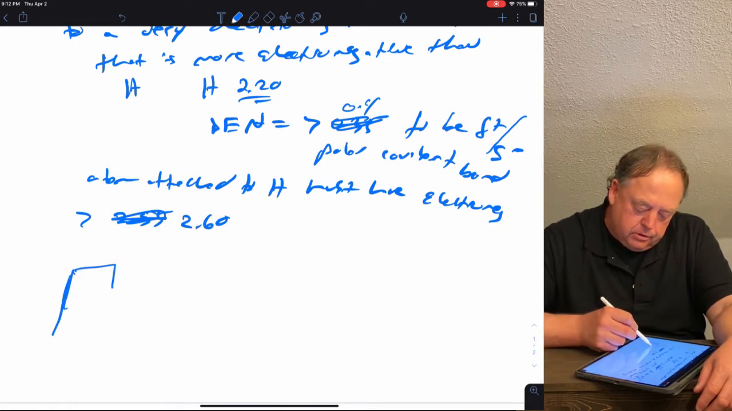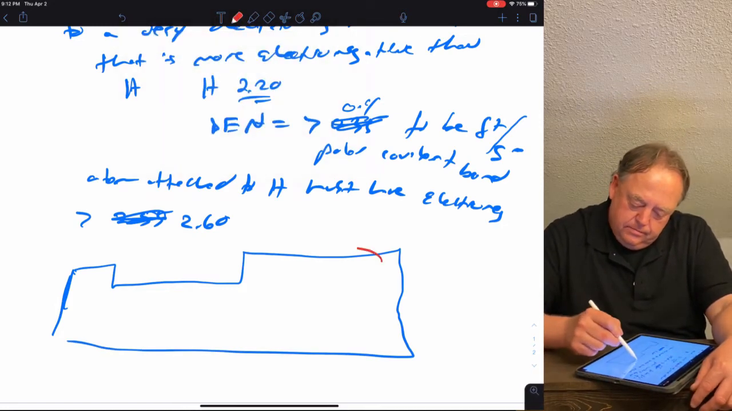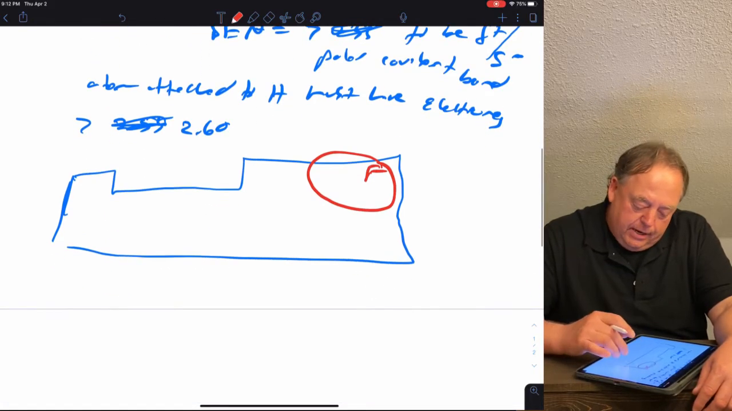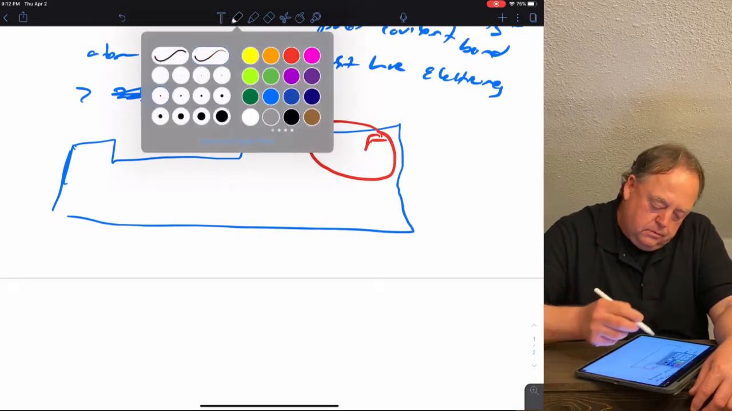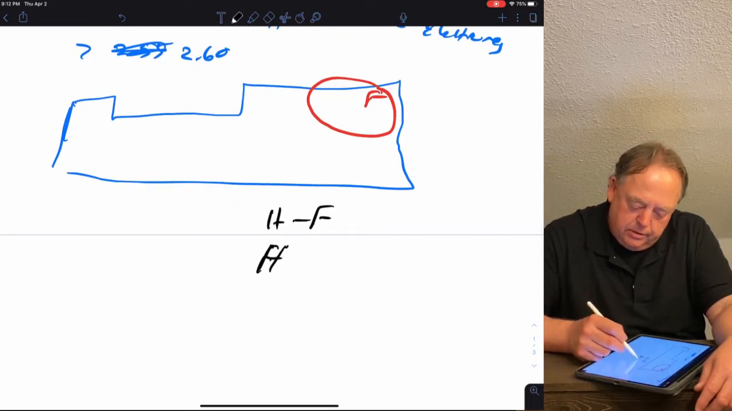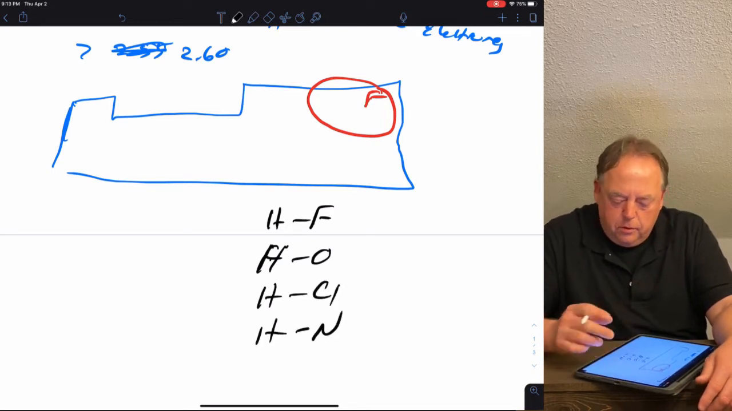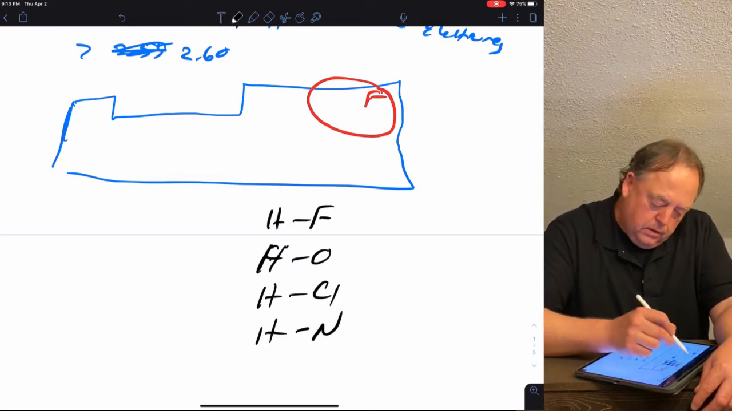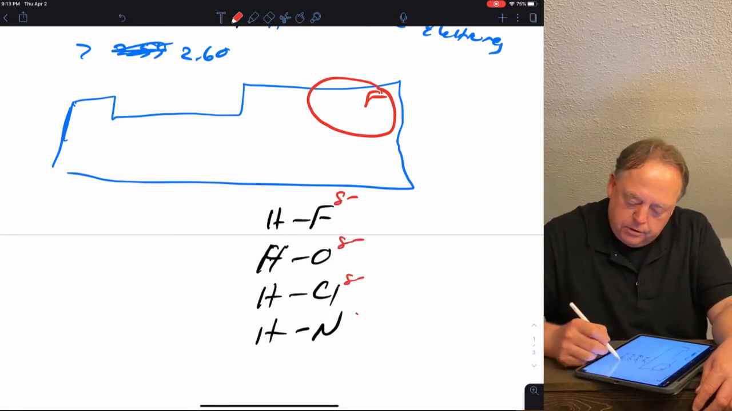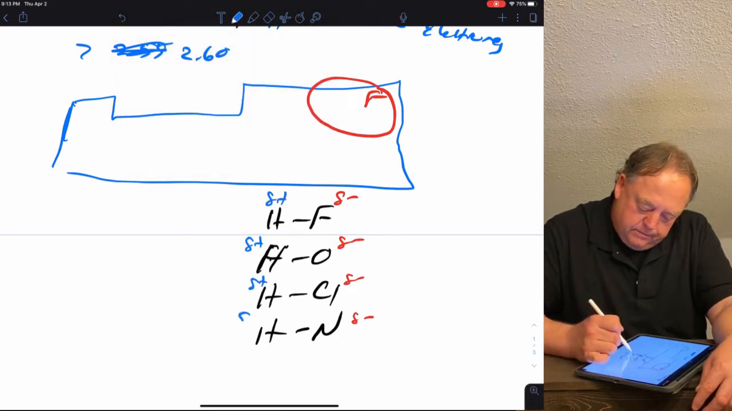So pretty electronegative atoms. Where do you find pretty electronegative atoms in the periodic table? In that area, because if you remember, fluorine is the most electronegative atom in the periodic table. So if hydrogen is going to be partial positive, then it's going to be attached to something very electronegative, like fluorine, or oxygen, or chlorine, or nitrogen. Those are the four most electronegative atoms in the periodic table. So fluorine will be partial negative, oxygen partial negative, chlorine partial negative, nitrogen partial negative, and then hydrogens will be partial positive.